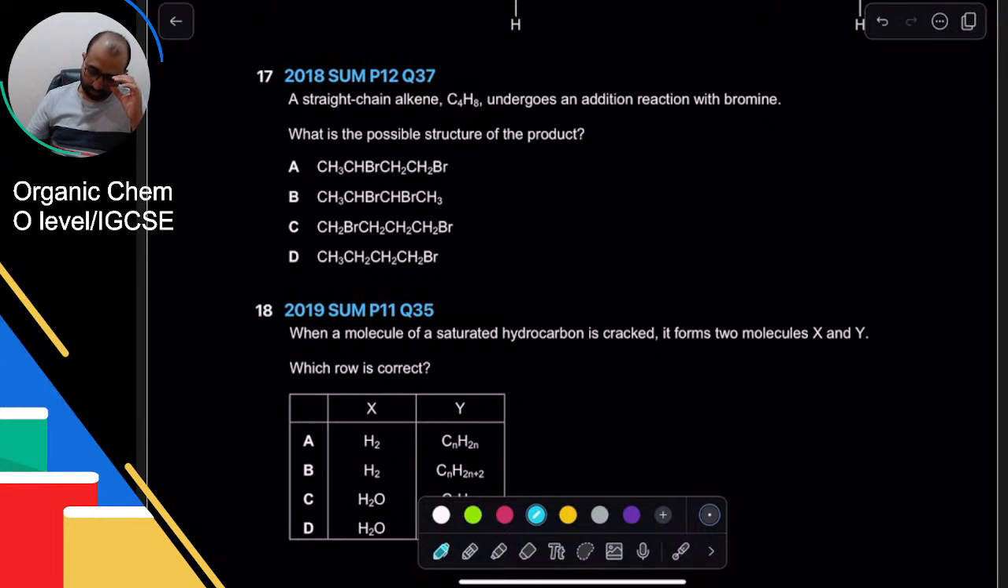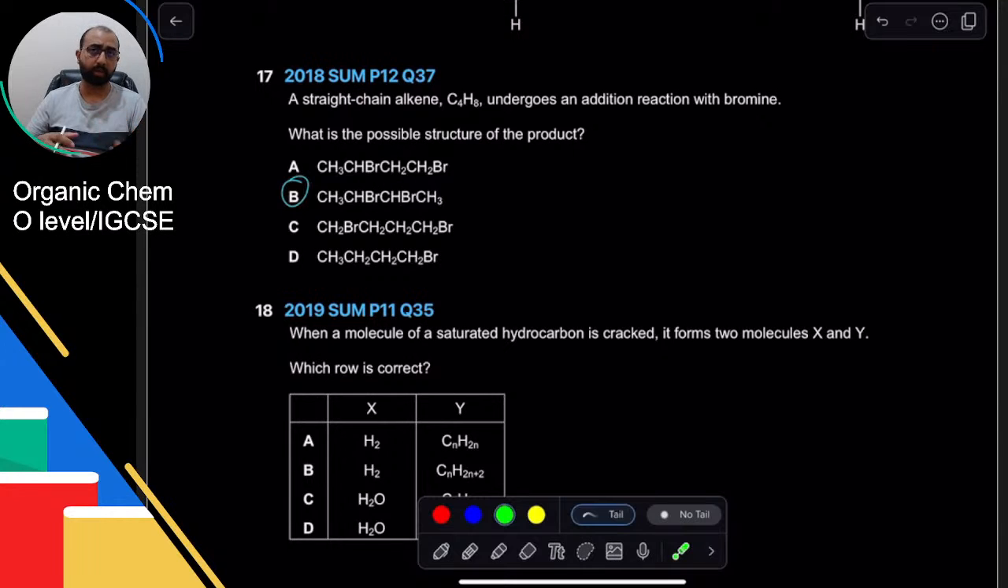So let's see. Are these carbons connected? This one and this one? No, not possible. Are these carbons connected? Yes. So bromine is on the second carbon and bromine is on the third carbon. So they can be connected. This might be the compound. Let's look at the third one. First carbon has Br, fourth carbon has Br. Not possible.